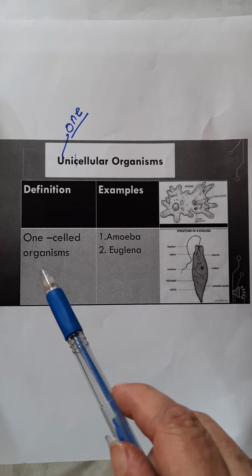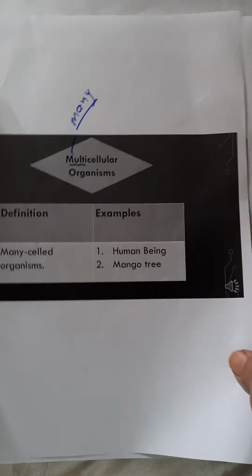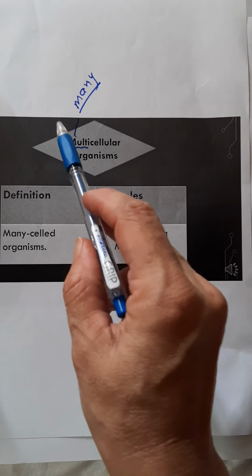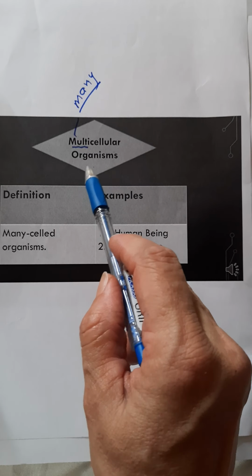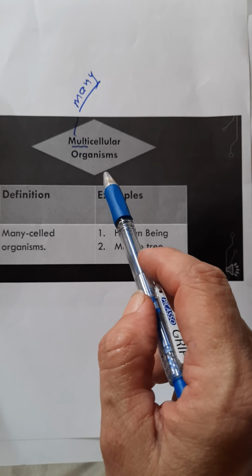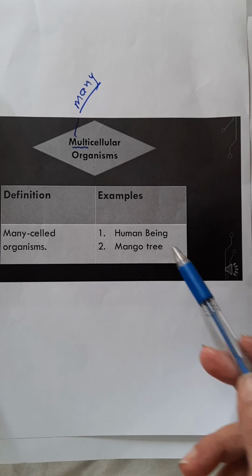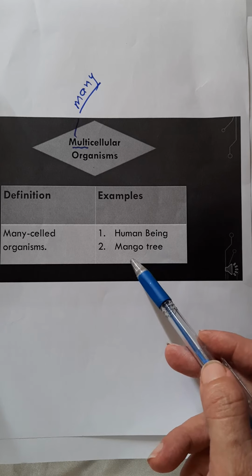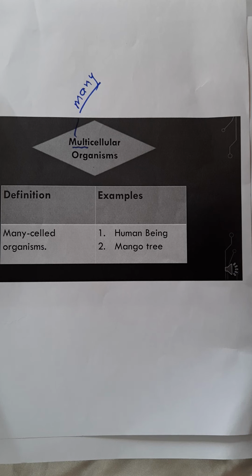So one-celled organisms are called unicellular organisms. Then comes multicellular organisms. Multi means many, cellular means cells. So those organisms which are made up of many cells are called multicellular organisms, or many-celled organisms. For example, you yourself, the human being, the mango tree or the rose tree or the cat or dog, all those animals which you see with your own eyes, which are visible to you, are known as multicellular organisms.